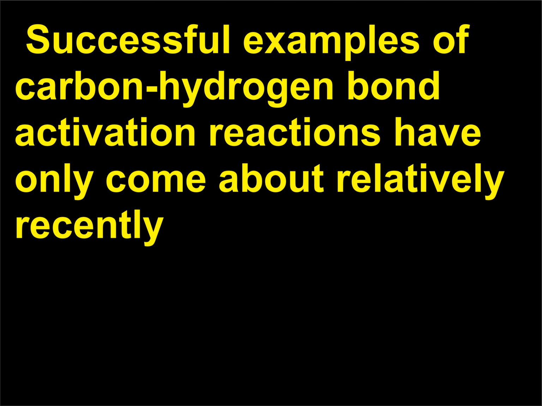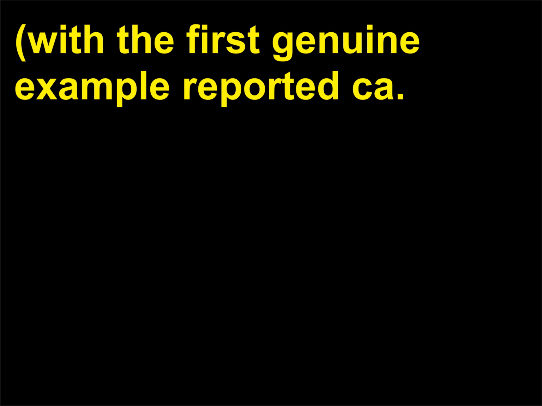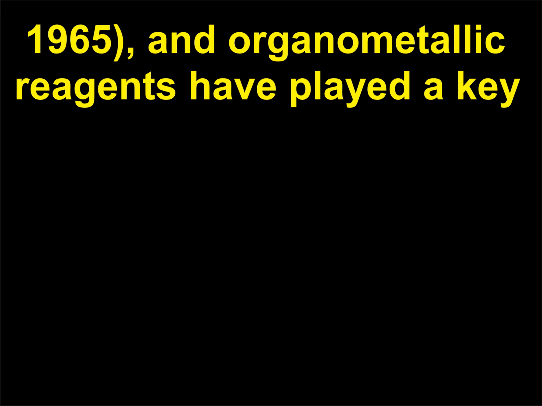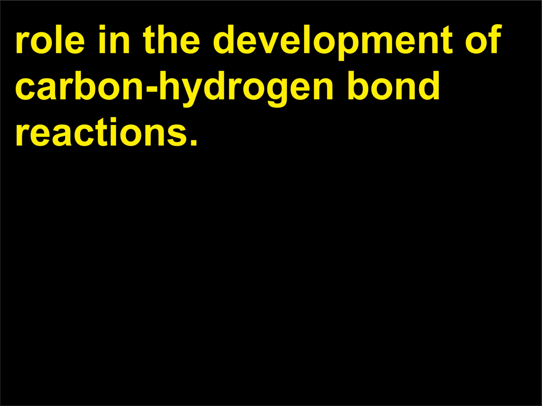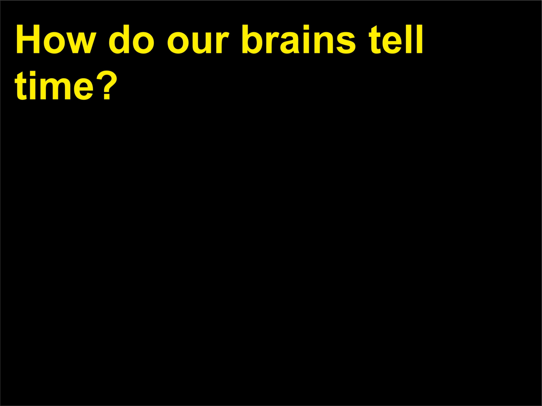Successful examples of carbon-hydrogen bond activation reactions have only come about relatively recently, with the first genuine example reported circa 1965, and organometallic reagents have played a key role in the development of carbon-hydrogen bond reactions. How do our brains tell time?